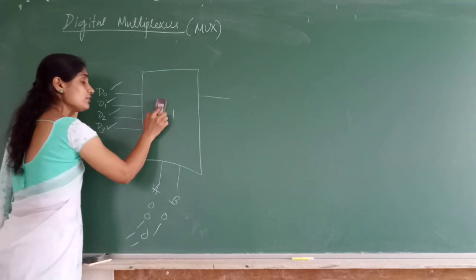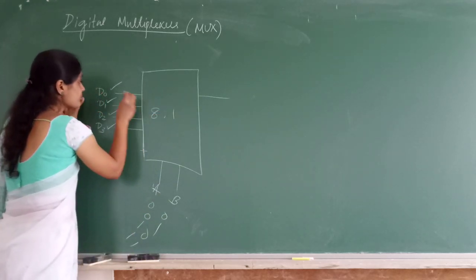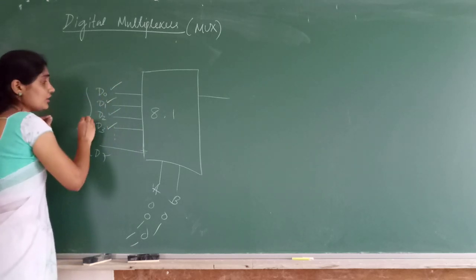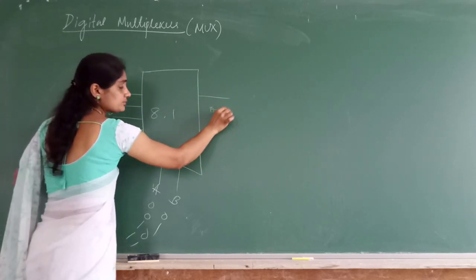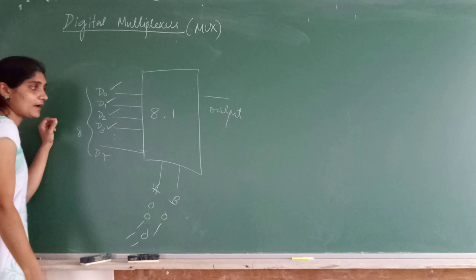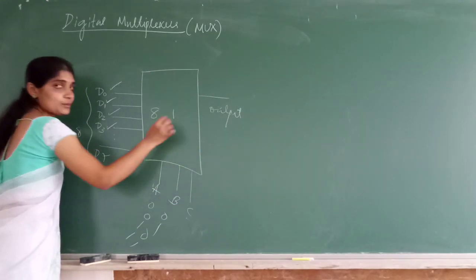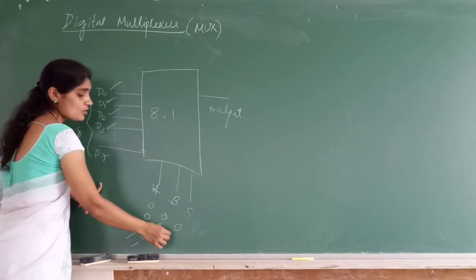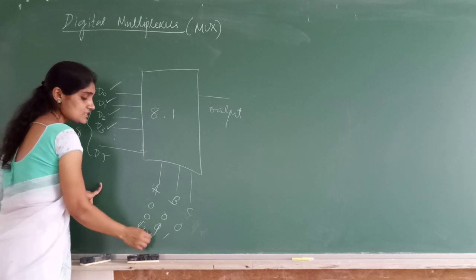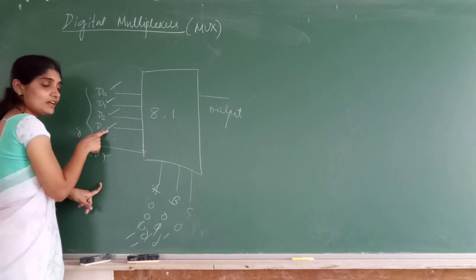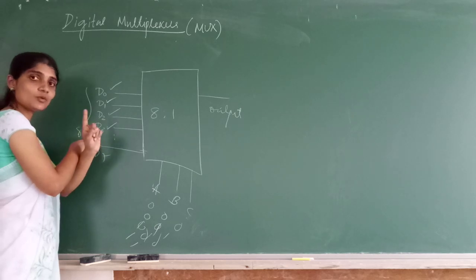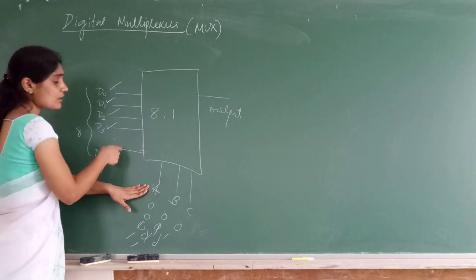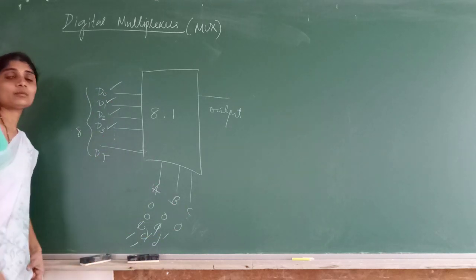Correct? Same way, if I have an 8:1 mux, I will have the inputs D0 to D7, 8 inputs. How many outputs? 1 output. Now how many select inputs are required? 3 select inputs. If the select inputs are 0 0 0, D0 is selected. 0 0 1, D1. 0 1 0, D2. 0 1 1, D3. 1 0 0, D4. 1 0 1, D5. 1 1 0, D6. 1 1 1, D7. So depending on the number of inputs, you can decide the number of select inputs.